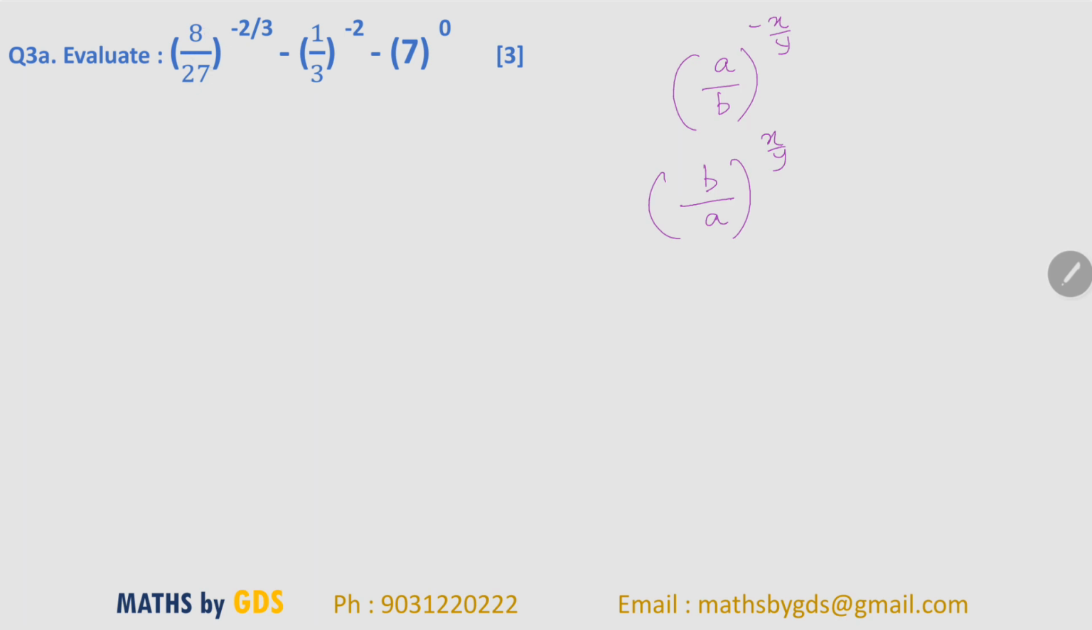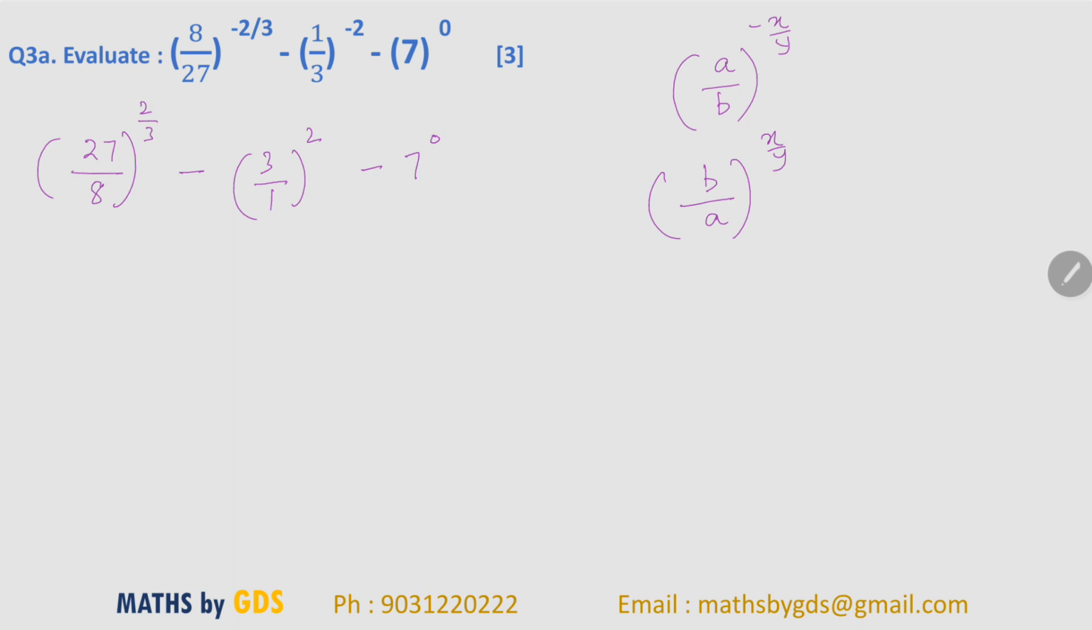As it is written, 8 by 27 to the power minus 2 by 3. If we need to change the sign of the power from minus to plus, we have to reverse the order of the number. So 8 by 27 changes to 27 by 8, and the power is now positive 2 by 3. Similarly, 1 by 3 changes to 3 by 1 and the power now becomes positive. And 7 to the power 0 remains as it is.